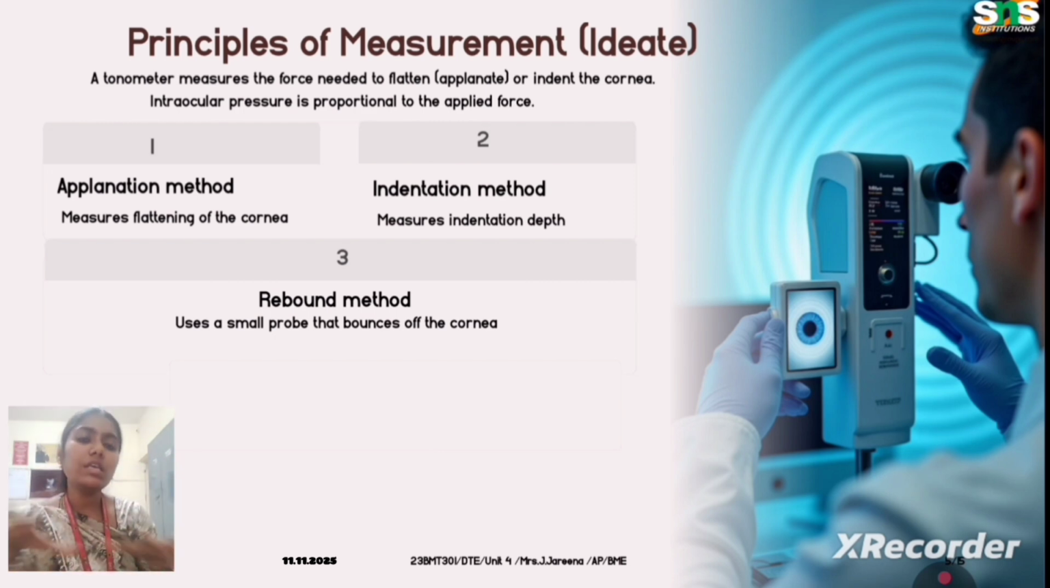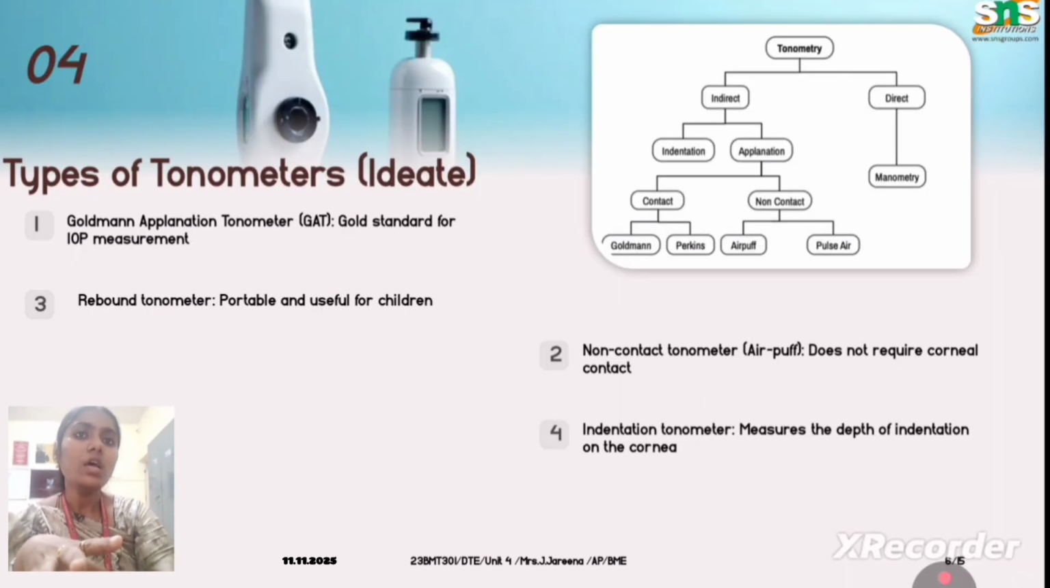So this is the basic working principle of all sorts of tonometers, whether it is the applanation, indentation or rebound method. We are just going to calculate how much pressure we are putting in order to flatten the cornea. Second, we will see the different types of tonometer. First we have the Goldmann applanation tonometer, which is the gold standard method for measuring IOP. Second one is non-contact. Here we are not making any direct contact with the cornea. Just by passing air, we will measure the force which is required to flatten the cornea.